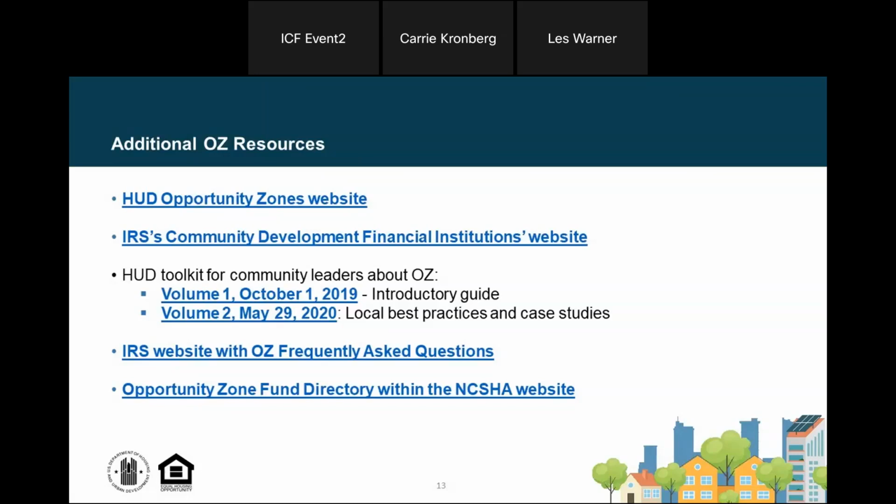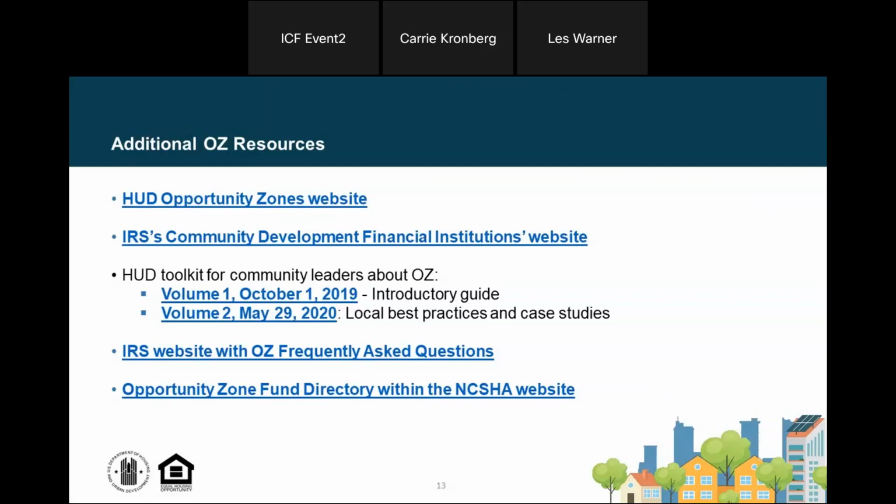HUD has developed a couple of toolkits for community leaders, and there are 2 volumes in this. One is an introductory guide that was put out in 2019. There also is a second volume put out in 2020 that provides some best practices and some case studies, and that may be useful in trying to help potential investors understand this and the benefits of that combination. The IRS does provide on their website frequently asked questions for opportunity zones.